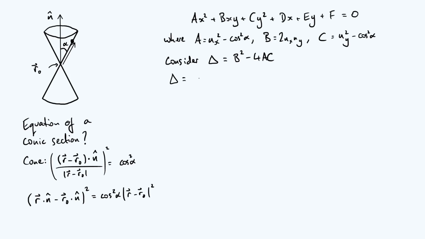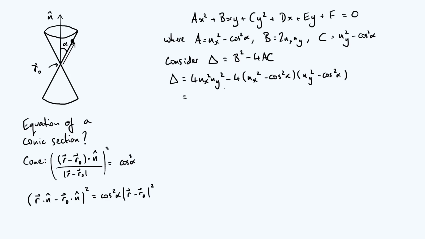So b squared is just going to be 4nx squared ny squared. We're then taking away 4 times a, which is nx squared minus cos squared alpha, multiplied by c, which is ny squared minus cos squared alpha. So we can expand the brackets and see what happens. Firstly, notice that the first term you get when you expand the brackets is going to be nx squared ny squared. That's going to have a minus 4 put in front of it by that prefactor, and so that is going to make the 4nx squared ny squared at the beginning of the right-hand side disappear. So that's nice, 2 terms cancel.